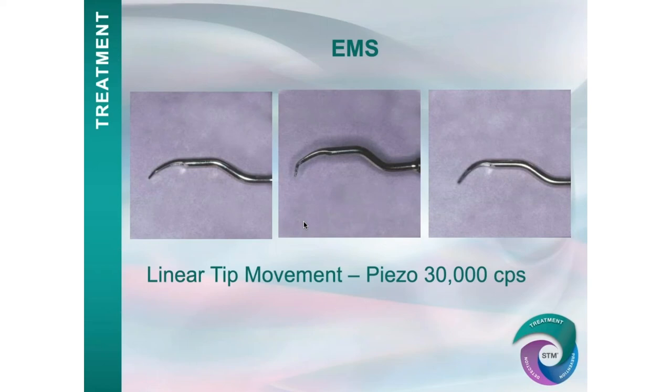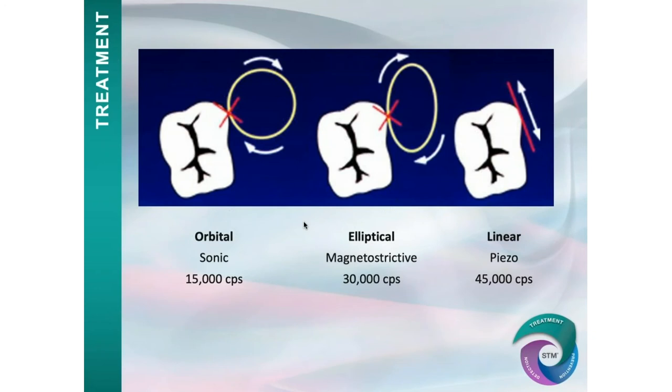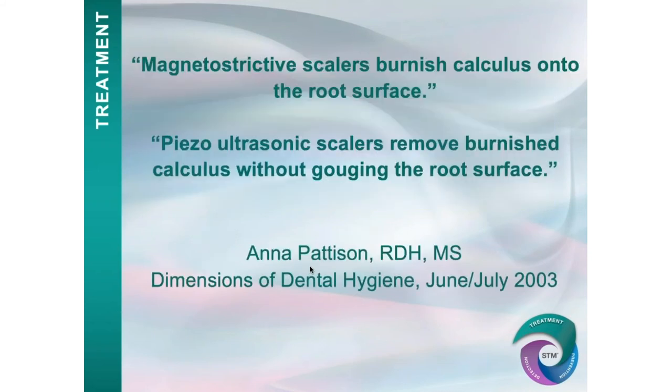Now, what is the difference, and why is it important to understand that? When we look at a magnetostrictive type of device, like the elliptical, which is right in the middle, you hit that tooth and it comes off, hits that tooth and comes off. In a way, it never hits the same place twice, but that elliptical motion can create heat and sensitivity to a patient. When we look at a linear motion, that works such that it does not damage the root surface. Not only that, but we typically have an increased cycle per second as well. So a linear motion is more comfortable than an elliptical motion.